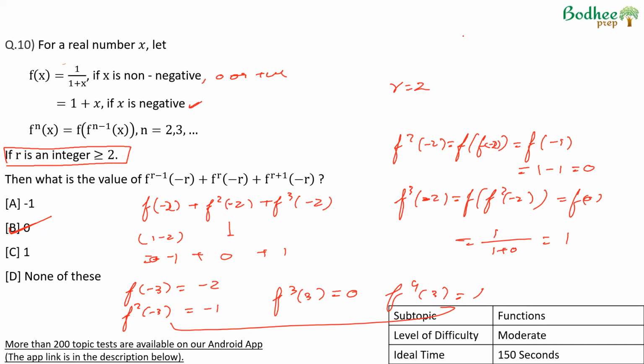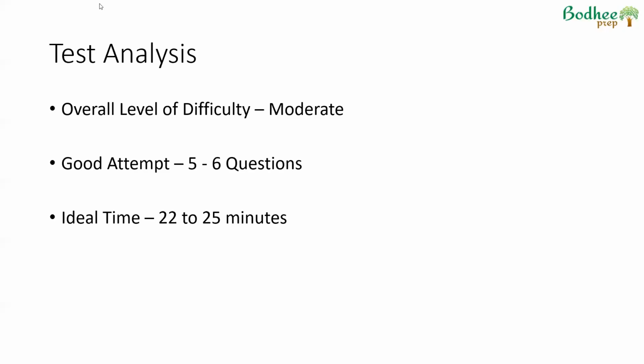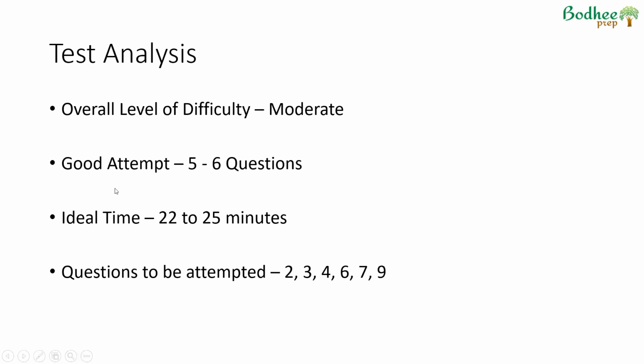So if we look at the overall test, moderate level of difficulty, 5 to 6 questions net correct required for a 95 plus percentile, and 25 odd minutes to get those questions. If I had to find my easiest questions among these 10, for me, they will be 2, 3, 4, 6, 7, 9. Which are these ones?